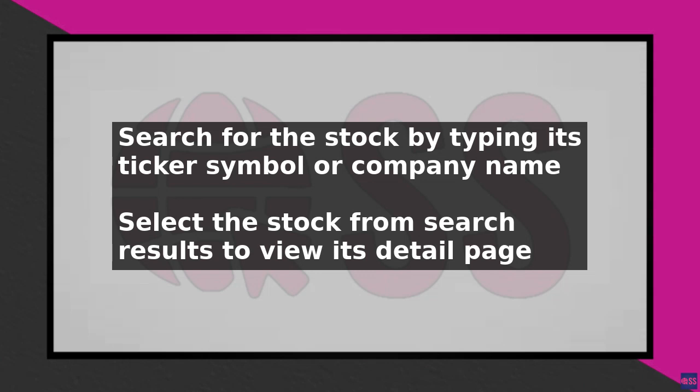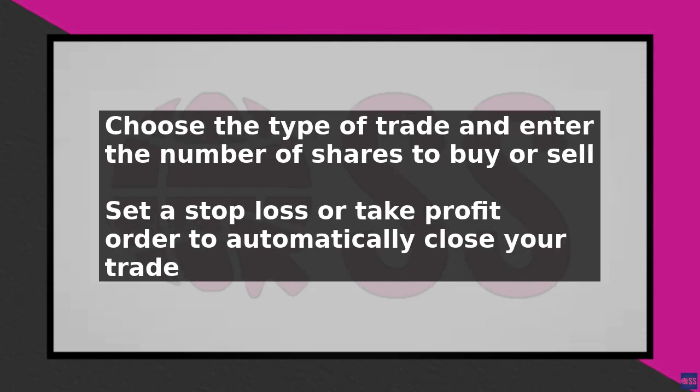After choosing the type of trade, enter the number of shares you want to buy or sell. You can also set a stop loss or take profit order to automatically close your trade if the stock reaches a certain price. Review your trade details carefully to make sure everything is correct. Then tap Confirm to place your order.